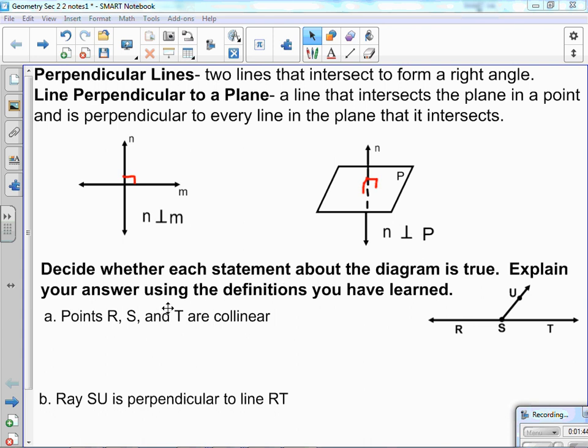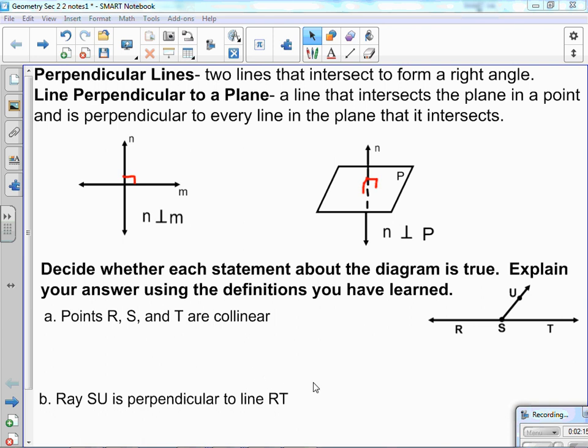All right, so decide whether each statement about the diagram is true. Explain your answer using definitions you have learned. All right, so the first one says points R, S, and T are collinear. So we remember our definitions from last chapter. Collinear means that they are all on the same line. So if I look at the picture, R, S, and T, all three on the same line.